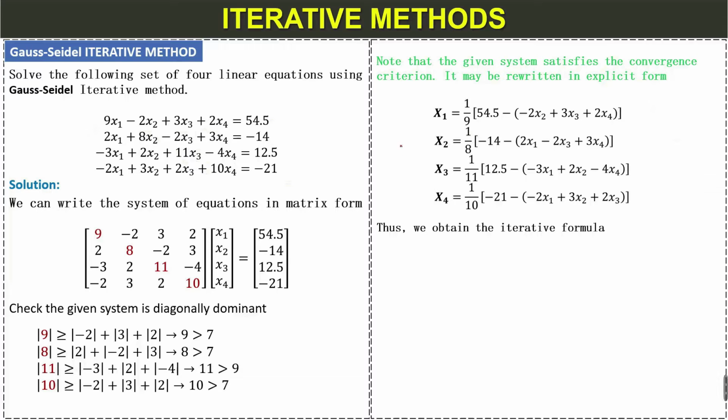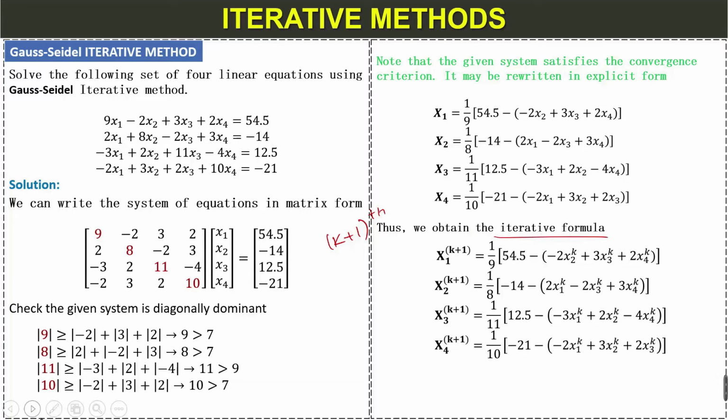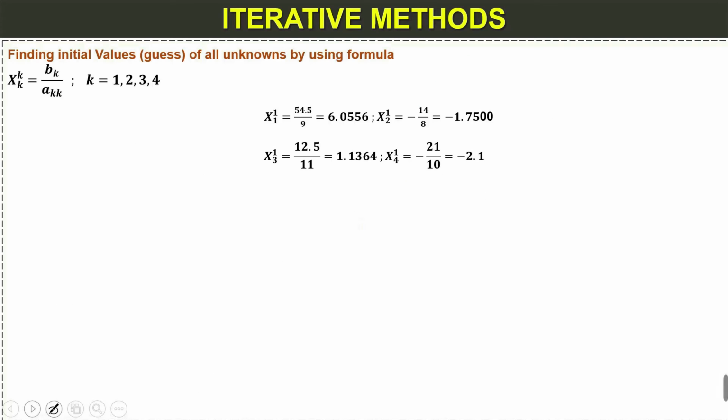Now we write all of them in k plus 1 form. That will be the iterative formula. So now we have these four equations in k plus 1 form. Next we will use the initial estimated solution, and this initial estimated solution can be zero.